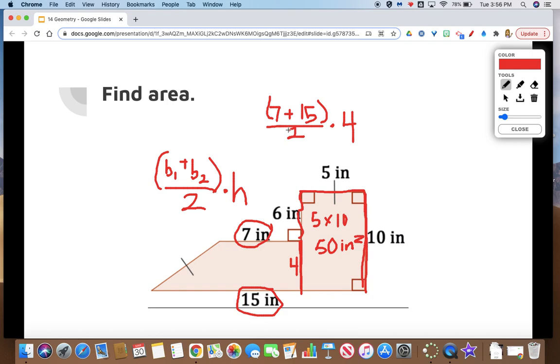Let's plug this into our calculator. 7 plus 15 is 22. 22 divided by 2 is 11. And 11 times 4 gives us our area of 44 for the trapezoid. Now that I have the trapezoid's area and the rectangle's area, I add them together to get our total area for the composite figure, which is 94 inches squared.